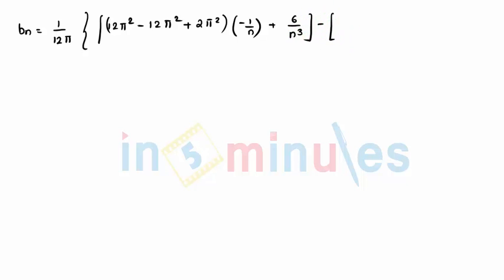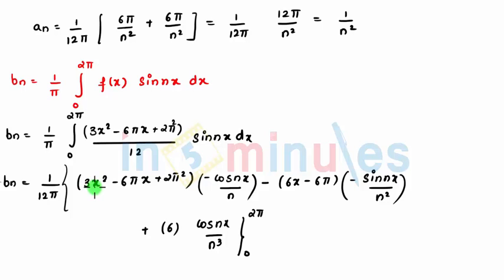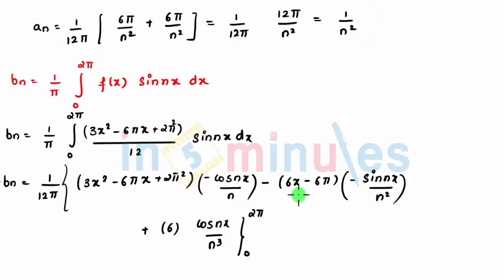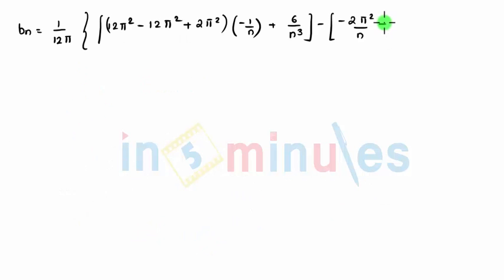Let's substitute 0. When we substitute 0 here, this term goes, I get minus, so when I substitute here, cos 0 is 1, minus 2 pi square by n, and then here when I substitute sine 0, that is 0, cos 0 is 1, so again I get plus 6 by n cube, and then let's solve this.